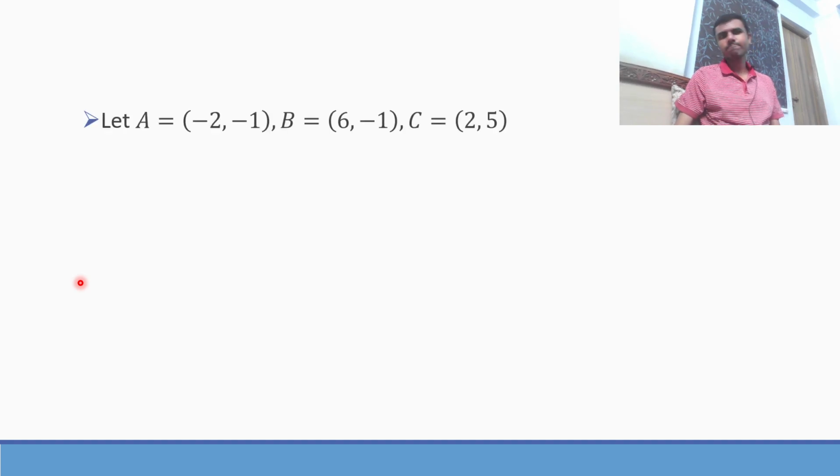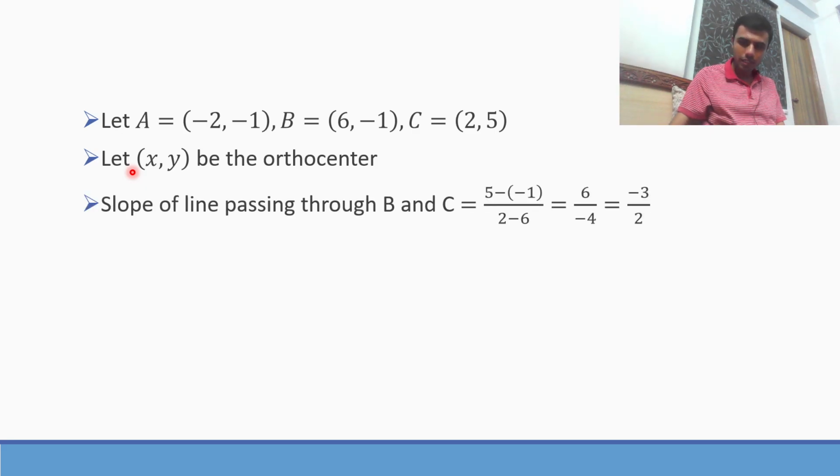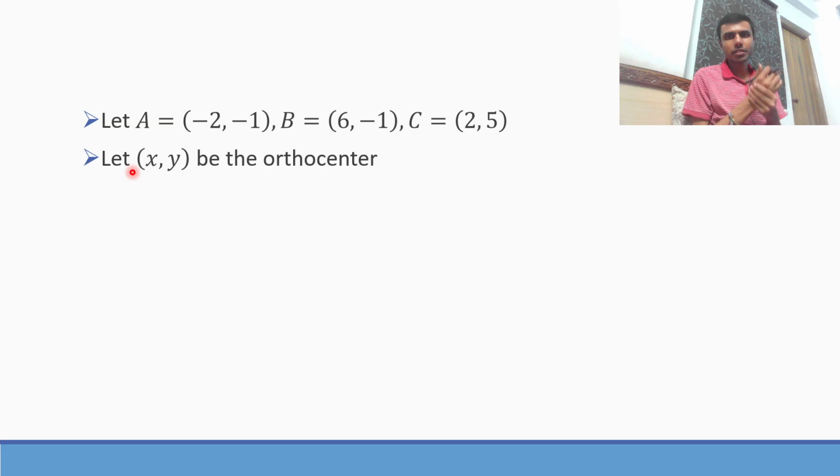Okay, so first we are given three vertices. Give a name to them. Like A is the first vertex, (-2, -1), and B is the second one, (6, -1), and C is (2, 5). Now once we are done with our naming, let (x, y) be the orthocenter. So this (x, y) is something that I have to find out. Now how to proceed? See, try to understand.